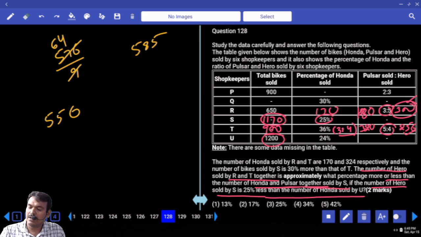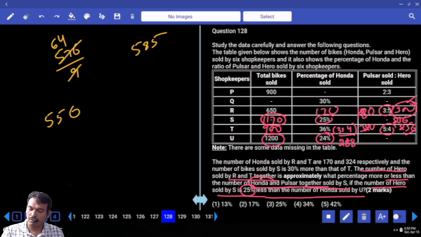Out of 1200, 24%. What is the 24% value? 288. Compared to 288, how much percent is less? 25% less. 25% means it is 72. 72 less means the remaining is 216. The 216 is the S0 value. S0 value, how much? 216.